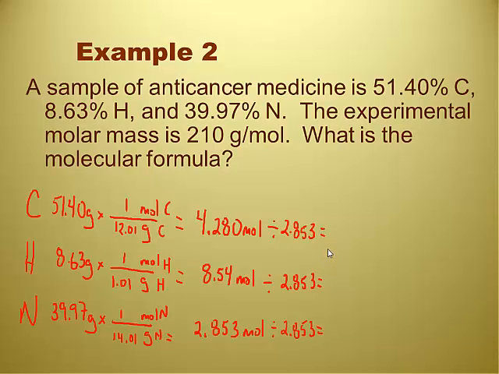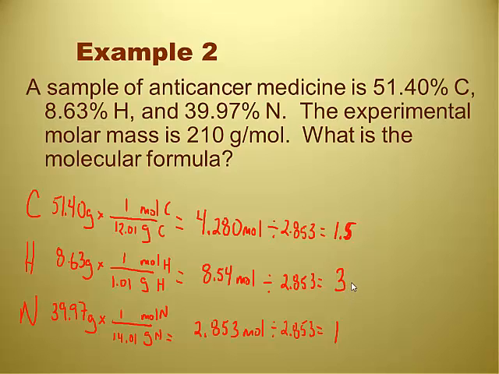So the 2.853 is the smallest of the bunch, and you divide them all by that. 2.853 divided by 2.853? 1. I can do it in my head. How about carbon? 4.280 divided by 2.853 will give me 1.50. I'm just going to write down 1.5 because I know these are going to be easy whole numbers anyway. And then the hydrogen is 2.993, I'm going to say 3. I'm saying 3 too. That seems logical.